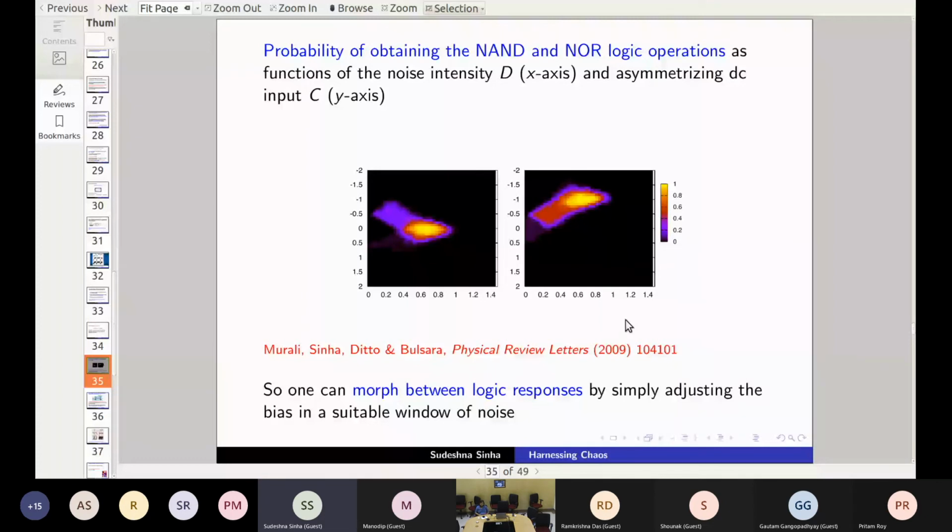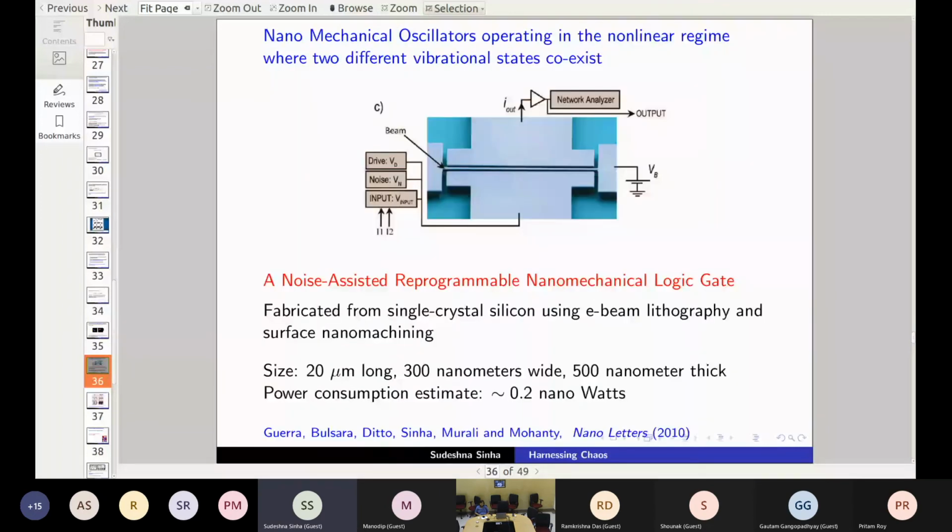So I thought I'd show 2 or 3 pictures from things which are not circuits, done in the labs of other people. Essentially, as I said, we can sell the idea to people who have very nice experimental setups and see if they will take your idea up and do it. Indeed, Mohanty's lab in Boston did this particular experiment with nanomechanical oscillators. He wanted to make a noise-assisted reprogrammable nanomechanical logic gate from the stuff he already had in his lab, which was single crystal silicon, which he had fabricated into these oscillators using E-beam lithography. So this is from his experiment.